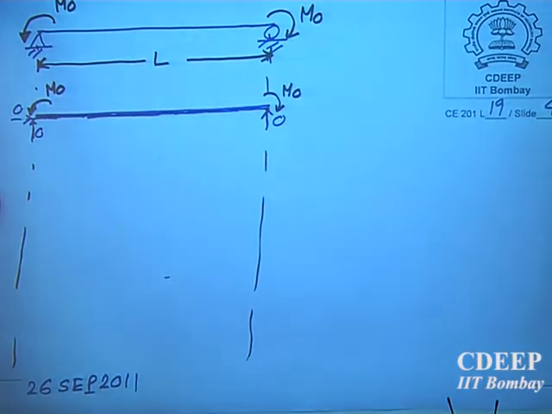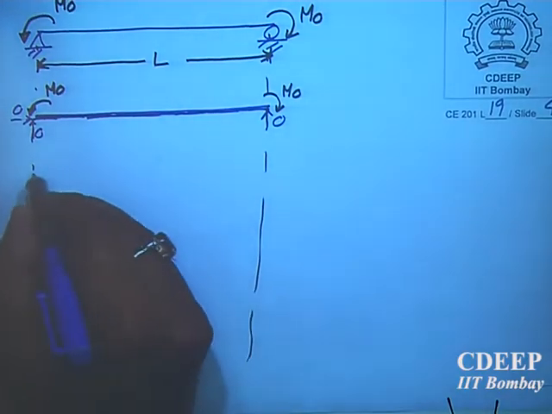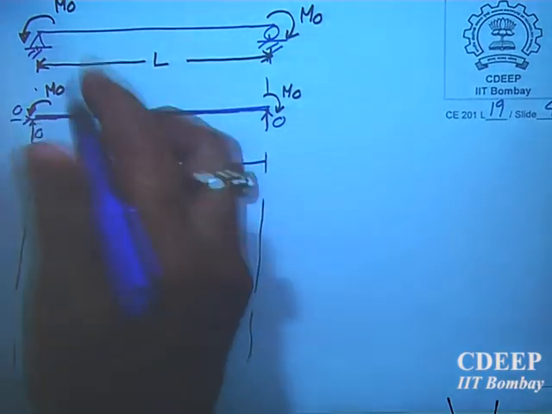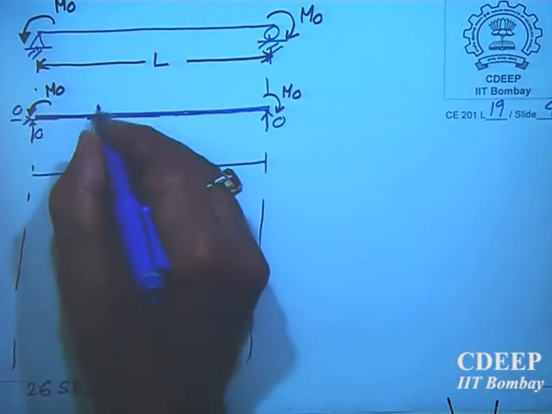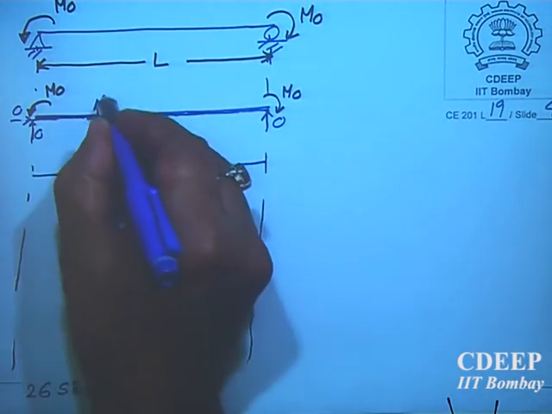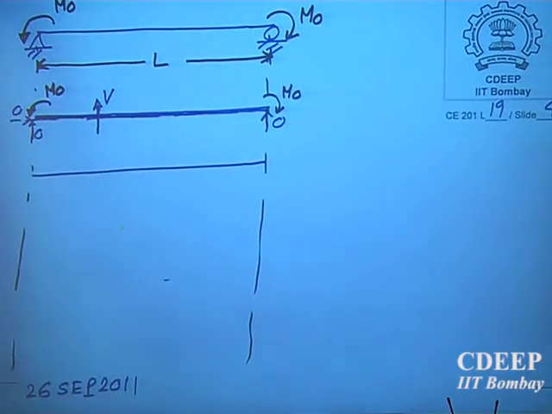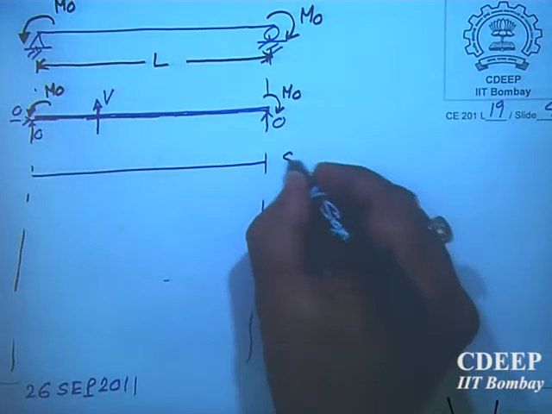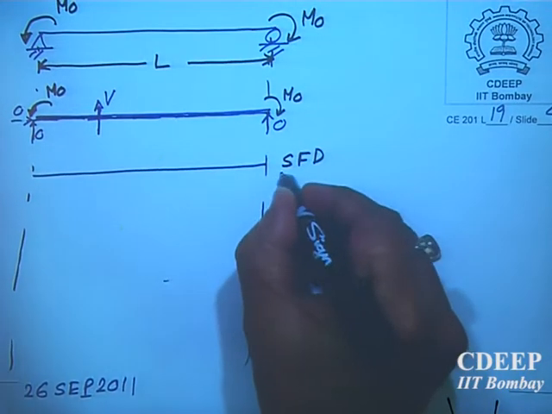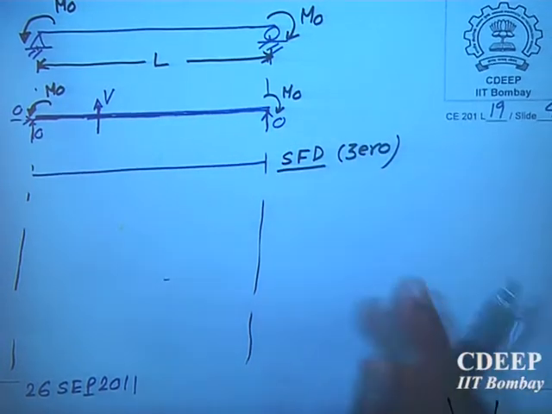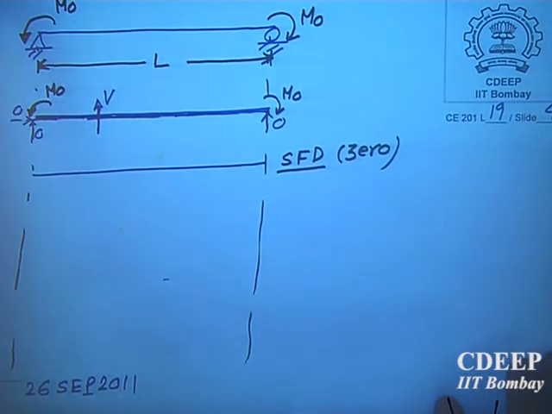Yes. What about the shear force diagram? At any cross section here, shear force will be V. Is there any vertical force? Take free body diagram. Will there be any? No shear force. So SFD is 0, 0 throughout. Throughout the beam, no shear force.